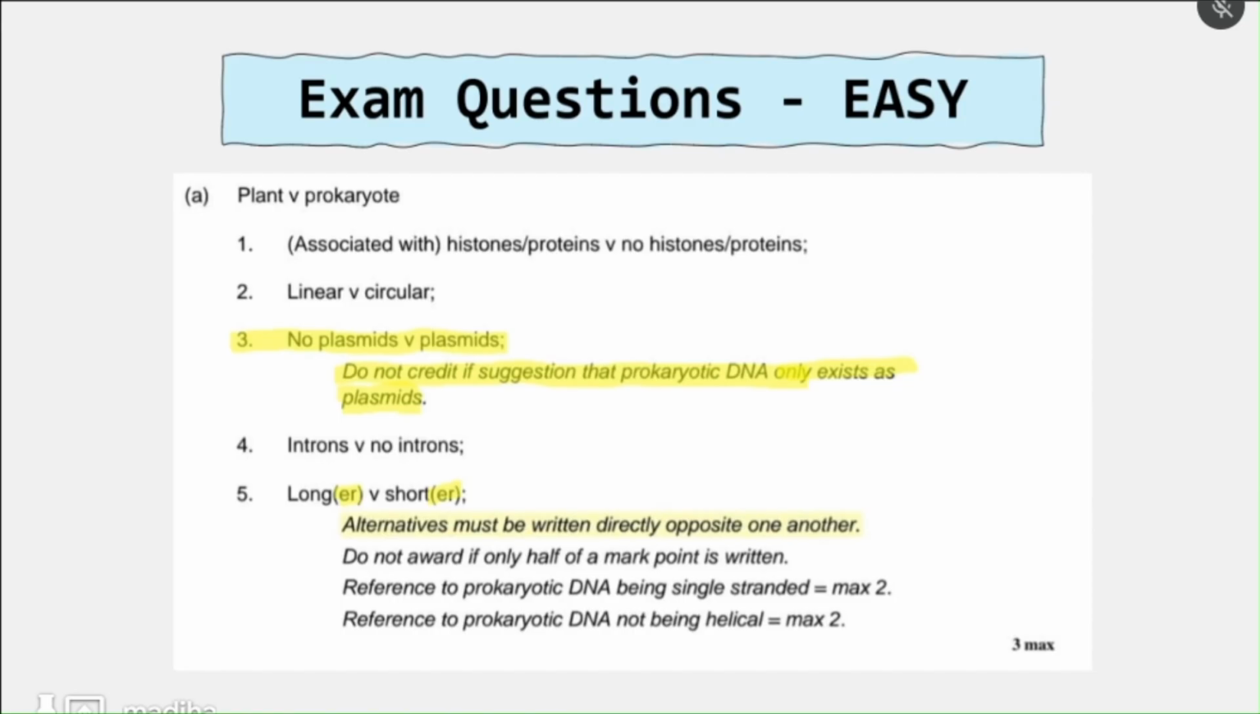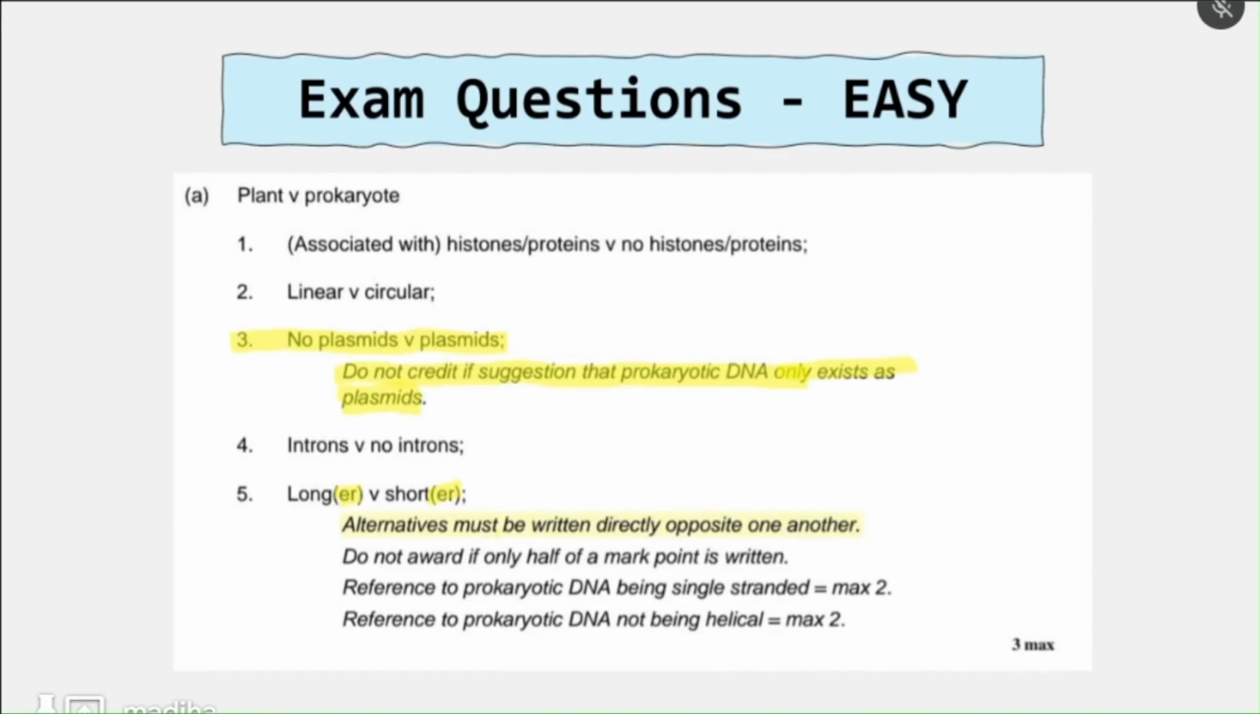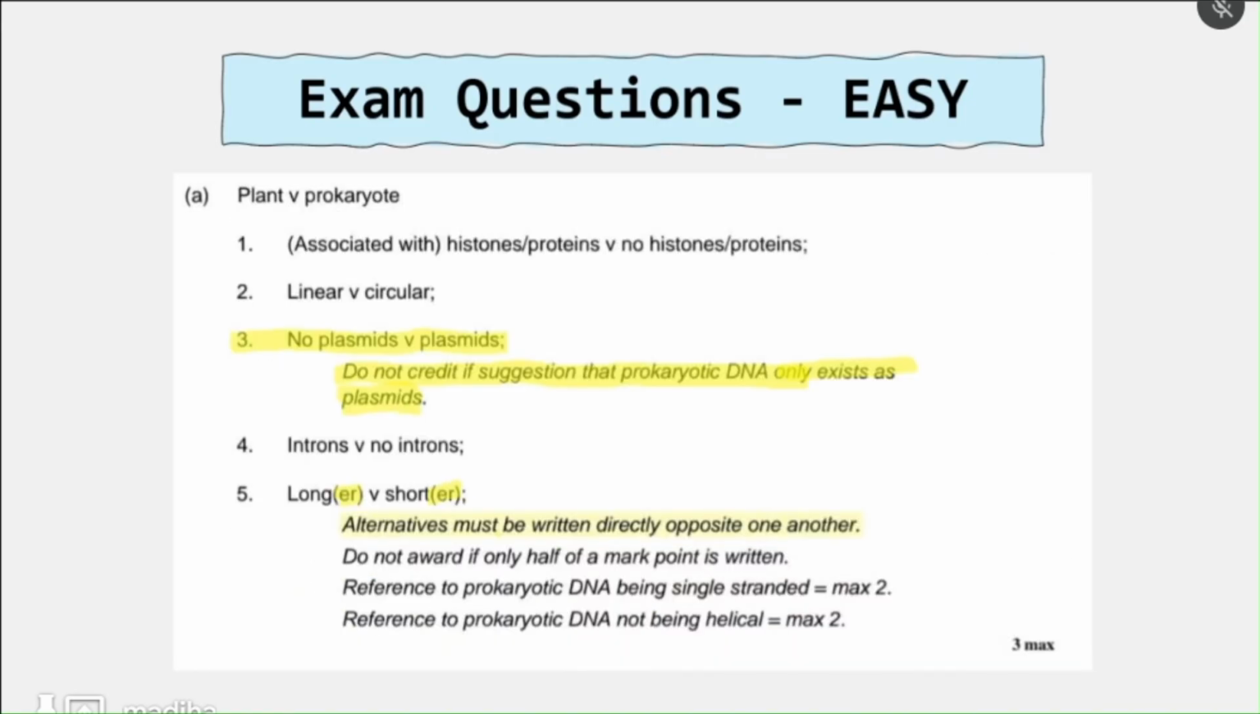Another thing to remember, they're really strict about it, but alternatives must be written directly opposite one another. Meaning you can't write longer, linear, associated with histones, and then write circular, not associated with histones, shorter. They wouldn't have given you the marks. You have to literally compare them right next to each other, which is a bit stupid because you're filling in the table anyway, but just make sure that if you're doing things like this, you're putting them opposite one another.